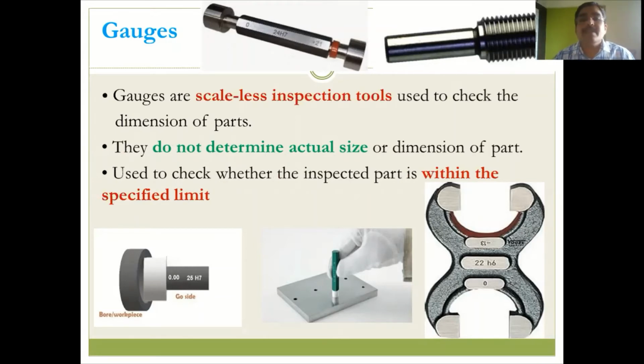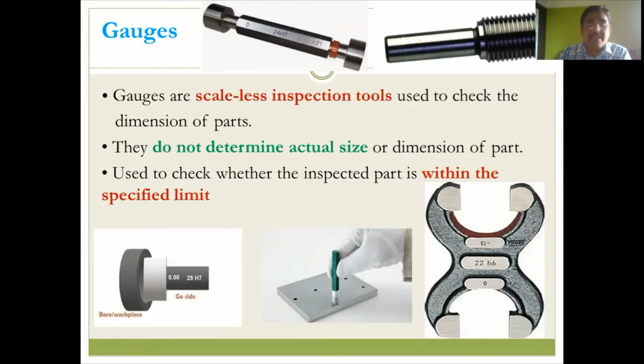What it means? Students, as we know, if you want to check a hole, there is a go end and a no go end. You can see here, this is a go end and this is a no go end. Suppose I enter the go end into the hole. It should enter into the hole. And if the no go does not enter, then I can say that that part has been accepted.